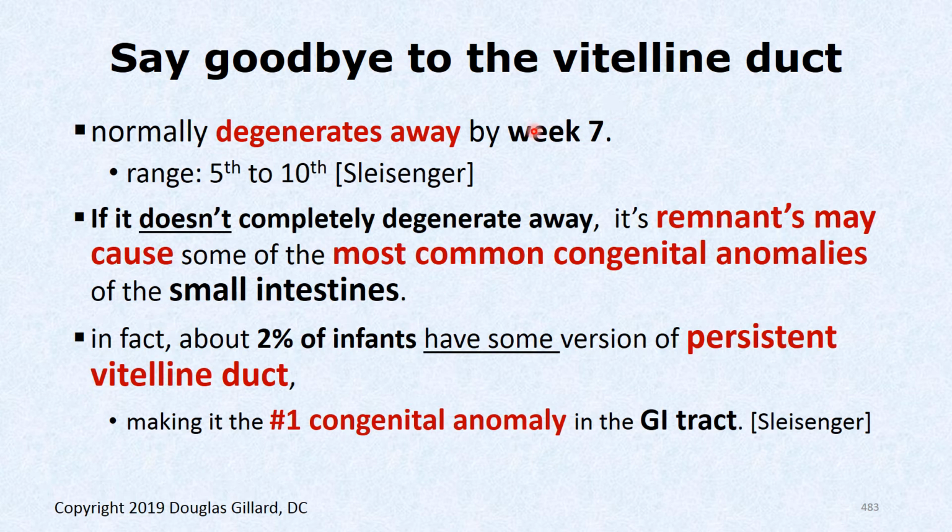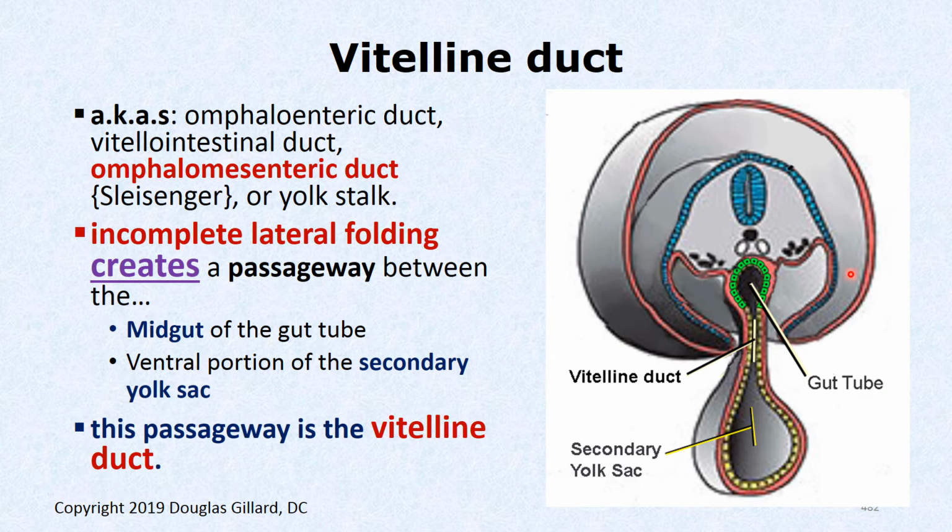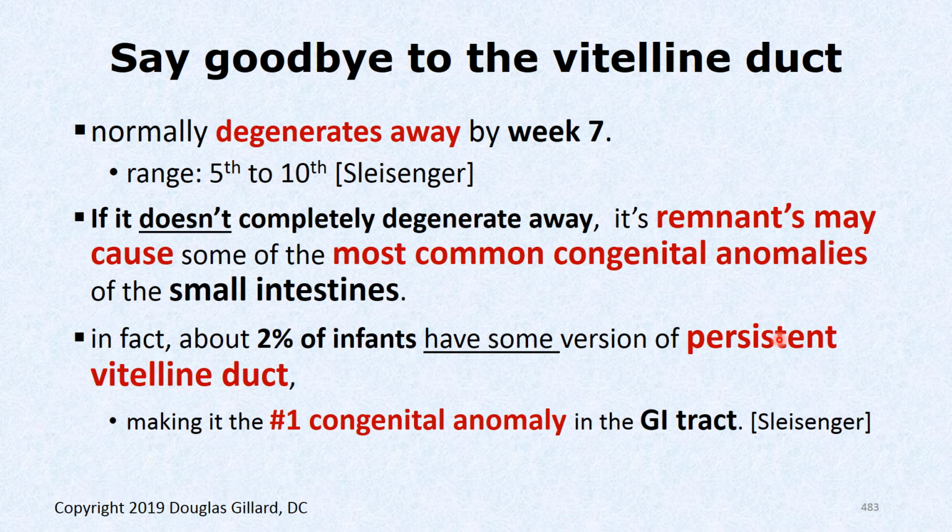So if we jump way forward to week 7, normally that duct completely closes off, the gut tube closes off completely, the body wall closes. This region is the umbilicus. The belly button is right here. The lateral folds will pinch up to something called the umbilical plate and the umbilical ring, and they'll fuse to that. The key is, normally that happens week 7. It could be anywhere from week 5 to week 10. Week 7 is the average. Now, pathology time.